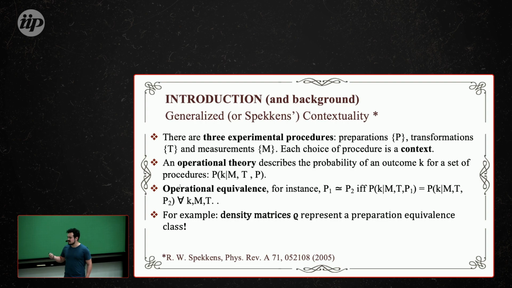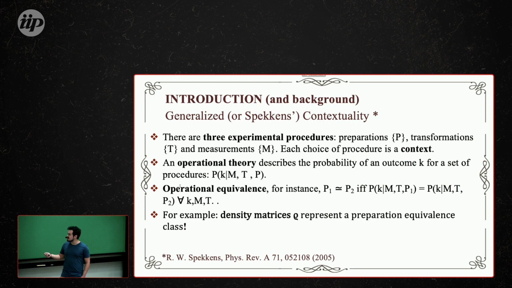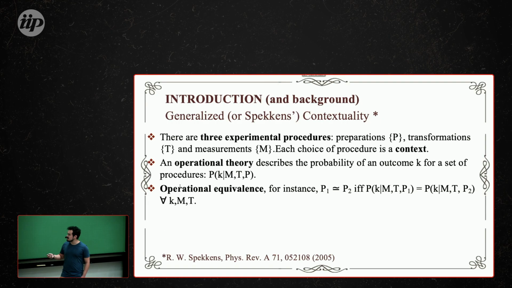A simple example, or the most important example in quantum mechanics, is density matrices. For density matrices, it doesn't matter in what way you prepare the density matrix. If it is the same density matrix, it will create the same statistics. So that's what we call operational equivalence. And we can have operational equivalence between transformations and measurements and so on. But here, just an example of preparations.